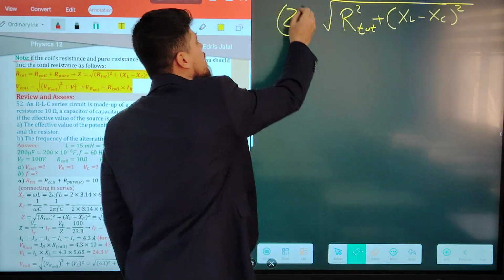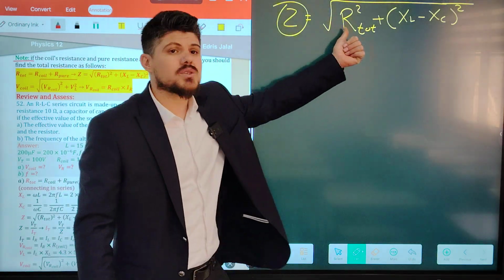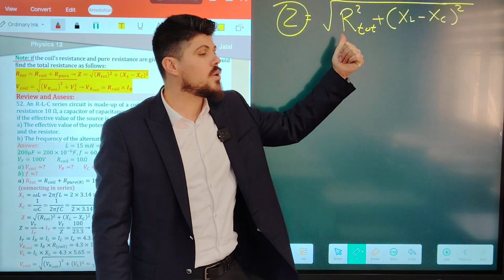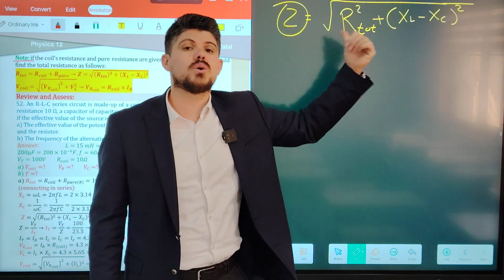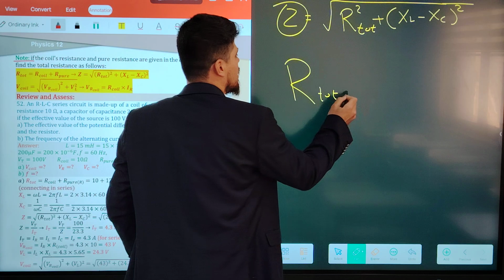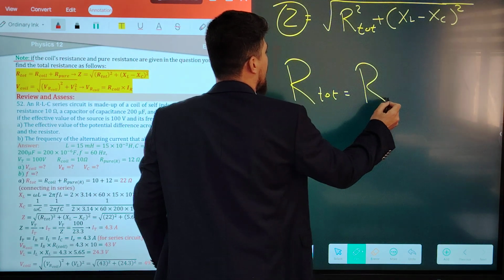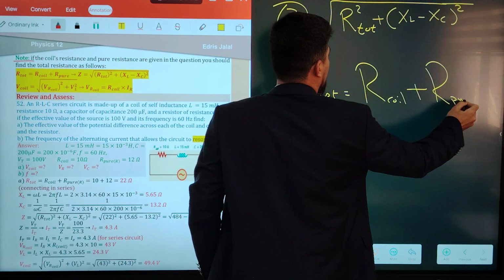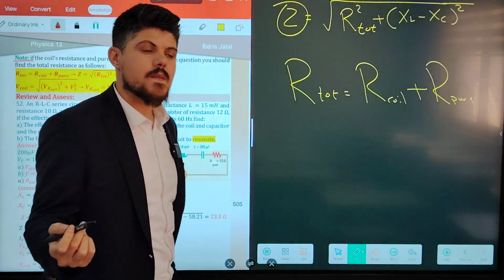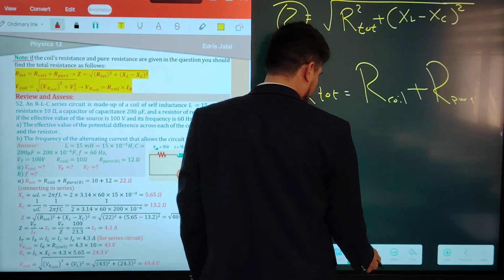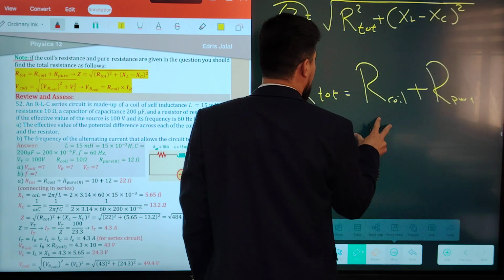In the equation of total impedance, what do you mean by this resistance? Is this only the resistance of the pure resistor? No. Is this only the resistance of the coil? No. This is total resistance. Total resistance is equal to R of the coil plus R of the pure resistor. We studied this in RLC series connection. Now I'm going to explain again. Listen carefully, please.